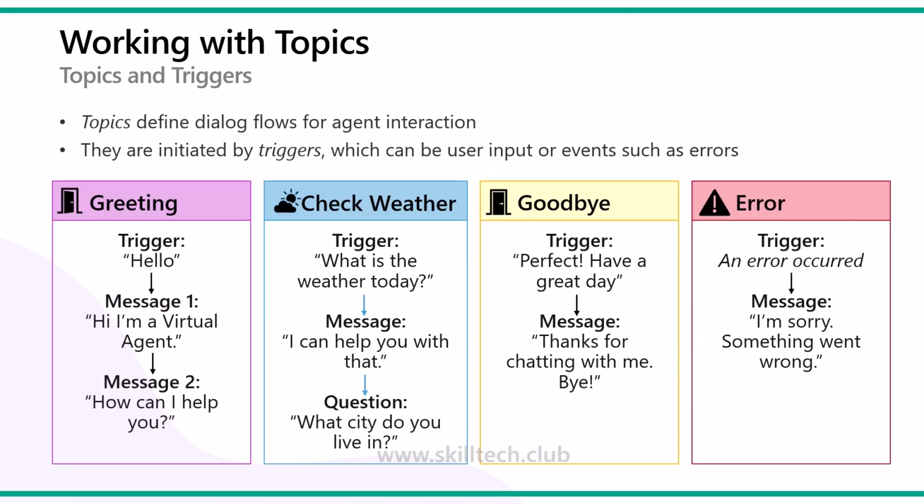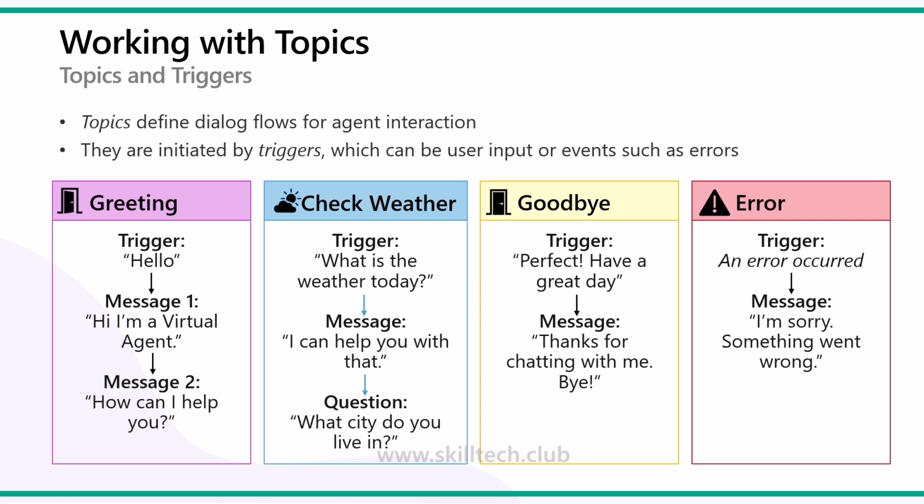Now let's deep dive into topics and triggers. You can think of topics as predefined conversational interactions that your agent can engage in. Each topic is triggered either by a phrase entered by a user or by an event such as an error. The topics which you create for an agent determine the kind of interaction it is capable of.